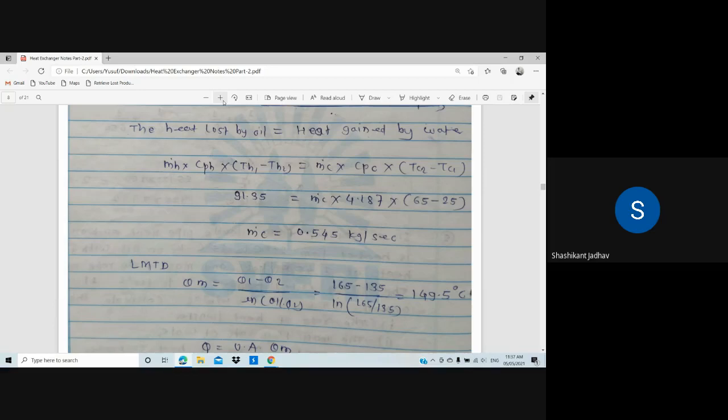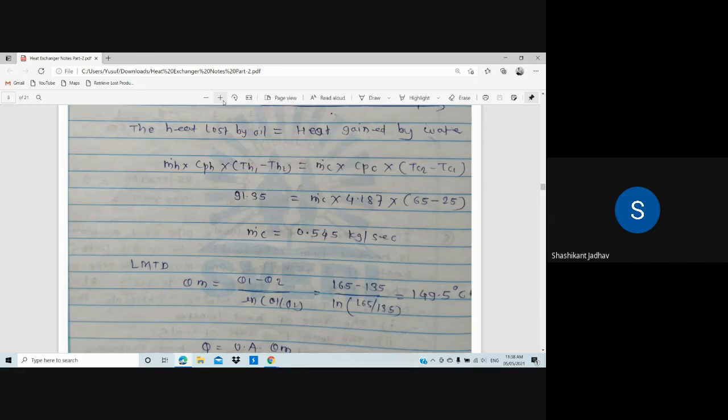Okay, then our aim is to calculate the area. As we know, the equation for the rate of heat transfer is Q equal to U into A into theta m. So first of all you have to calculate the value of theta m. Theta m is nothing but LMTD. So the LMTD for the counter flow heat exchanger, the equation is the same: theta m is equal to (theta 1 minus theta 2) divided by ln of (theta 1 upon theta 2).